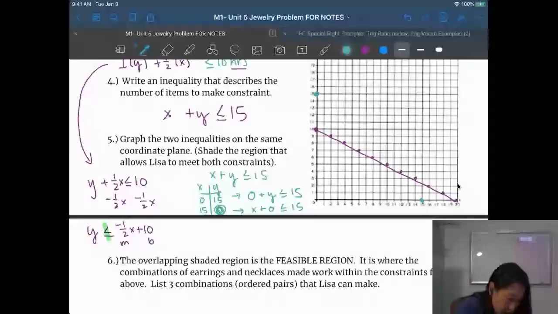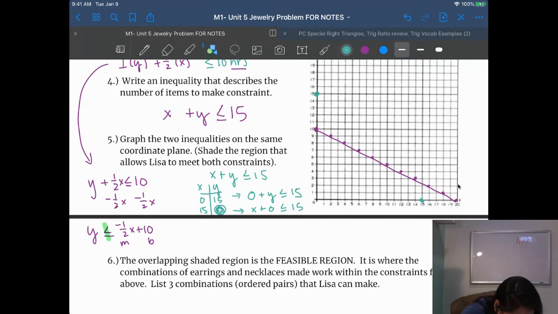Let's see if it goes straight. There we go. We lose one earring for every necklace we build, or one necklace for every earring we build. I'm going to label my axes. My x is the number of earrings, and my y is the number of necklaces.